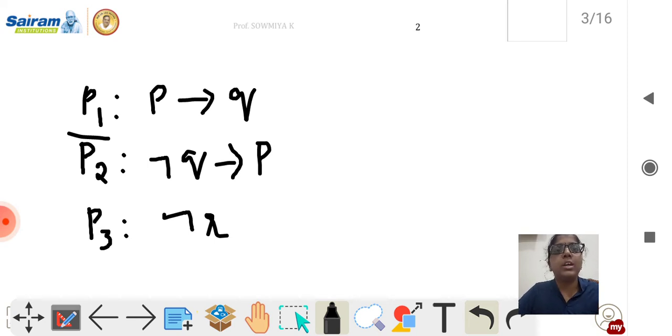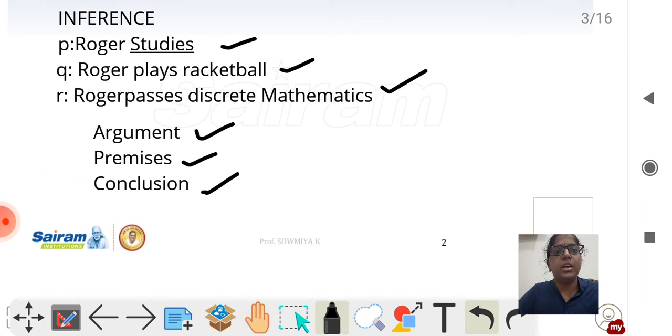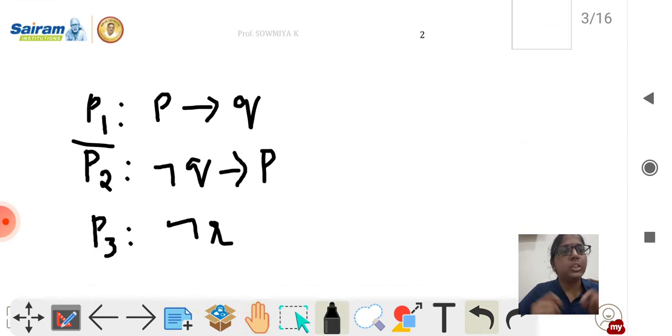Okay. So what is negation Q? It is nothing but the negation of the statement. If Roger does not play racquetball, then he passes discrete mathematics. It is the next statement, P2. What is the negation? Or he doesn't pass discrete mathematics. It is premise 3. So these are three premises written from the given statements.